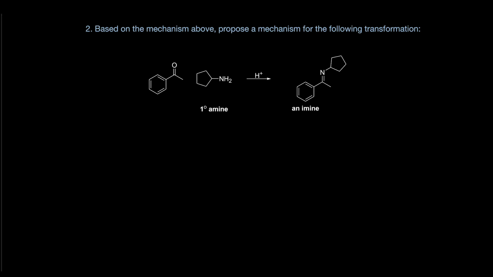So in this example, we're asked to propose the mechanism for the following transformation. And for imines, we know we can break down the mechanism into two parts. So let's write them down so we can use it and work through this example. In the first part, the steps are Na, PT, and PT again. And we know this is going to give us a carbinolamine. In the second part, we have PT, loss of the leaving group, and PT again. This will give us our imine product.